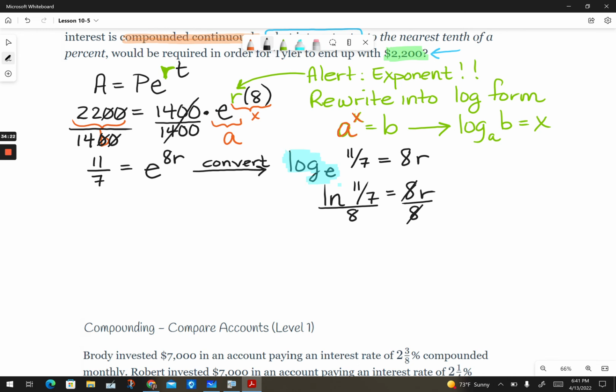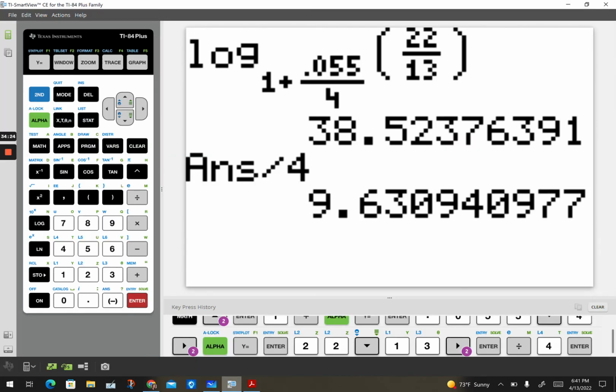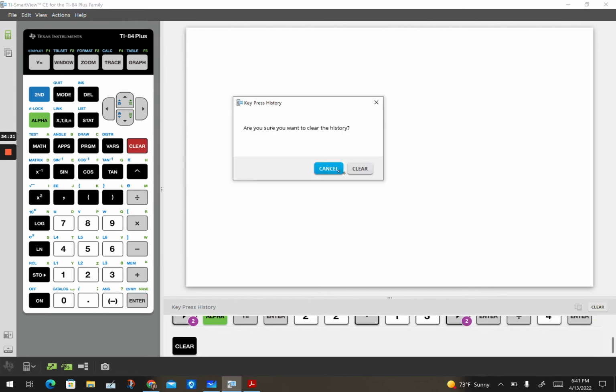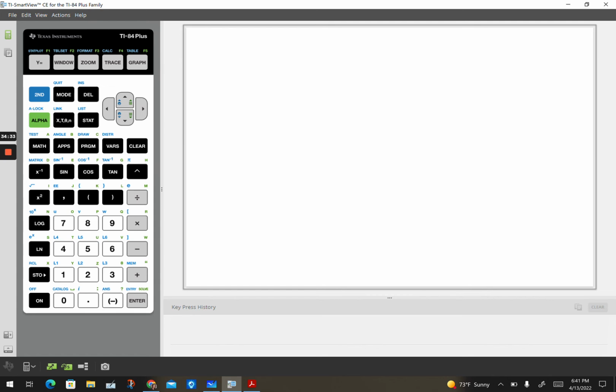So I'm going to type 11, and then I'm going to arrow down and type 7, close parentheses, and then that whole thing is going to be divided by 8. So I'm going to put divided by 8, and I'm going to get this decimal value, 0.0564981, and so on.